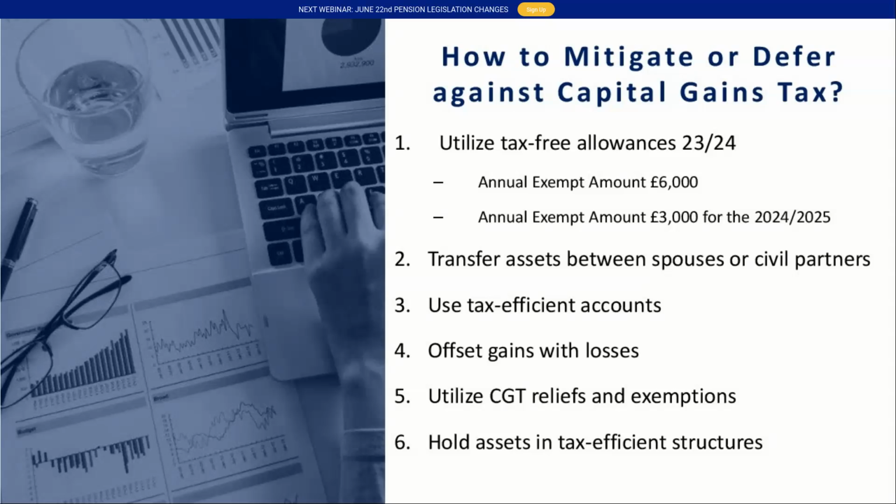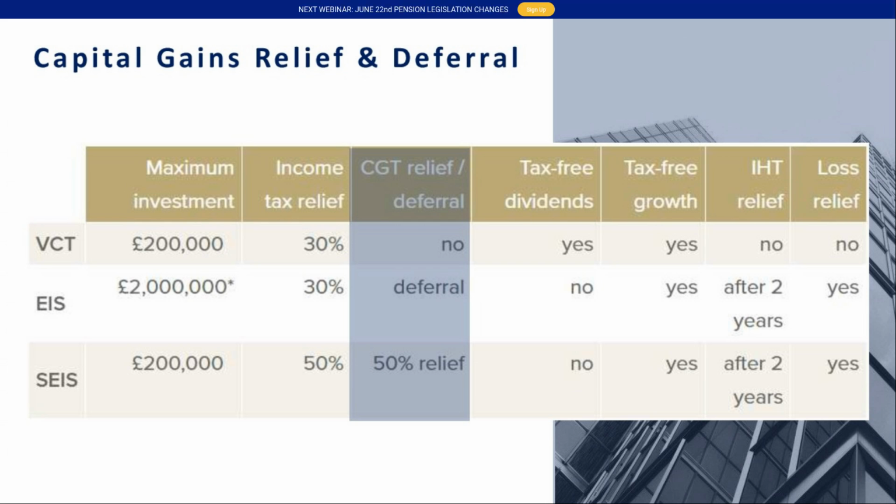Then we're looking at the last strategy on this slide here, which would be to hold assets in tax-efficient structures. We've run a few webinars on these types of structures, and certain investment structures like ISAs, enterprise investment schemes, VCTs offer those tax advantages that may help reduce or defer capital gains tax. And that's summarized in this table over here. And as I said, we have done previous webinars on that.